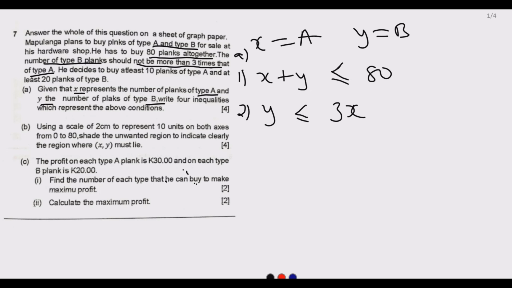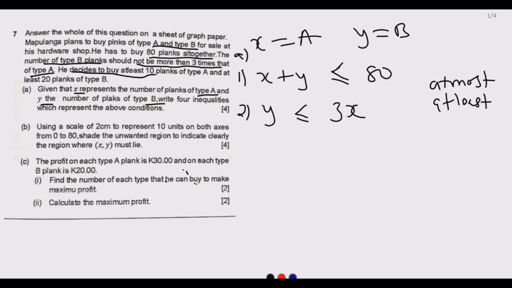Let us move forward. Then he decides to buy at least 10 planks of type A. So at least means that's a minimum. At most means that's the highest. So understand the language. In this question, you need to understand what at most and at least mean. At least is the minimum, the lowest starting point. At most is the highest, the cap. You can't go beyond that.